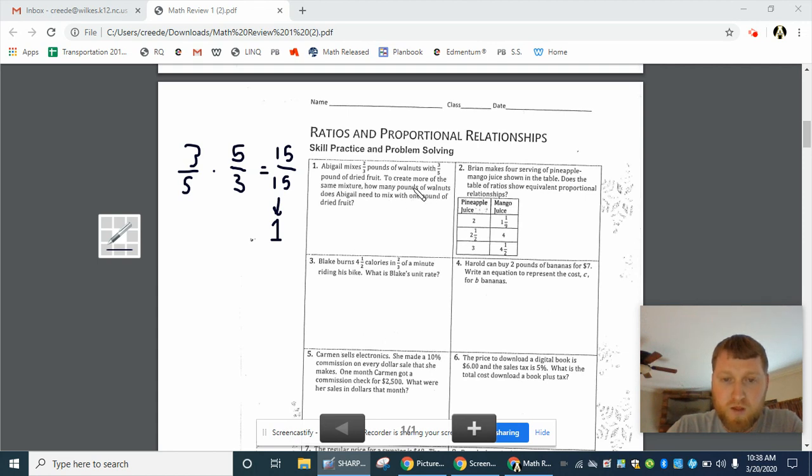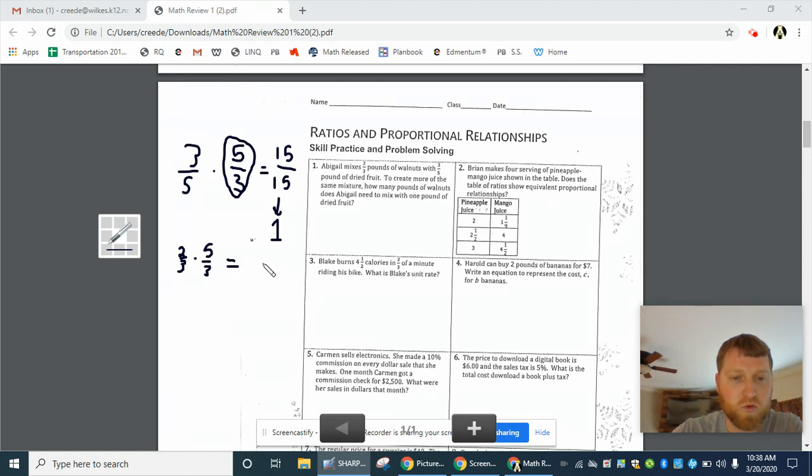So we're going to take this 5/3 here. This is going to be our COP, our constant of proportionality for this problem. And we're going to multiply it by 2/3, because we have to stay constant. So in order to stay constant, we have to multiply by the same number. So we're going to take 2/3 and multiply it by 5/3.